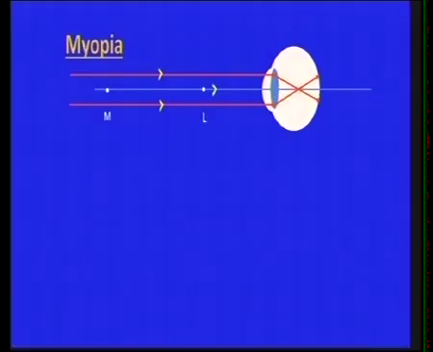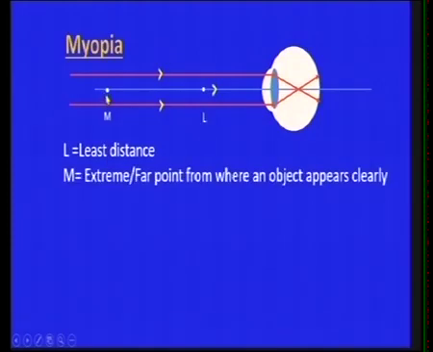That's why the image is formed in front of the retina, not on the retina. Due to this reason, we are not able to see the object clearly. It appears blurred. And this L is the least distance, and this M is known as the far point or extreme point. Beyond this point, the objects are not visible clearly, but when you place the object in between M and L, you can see the objects clearly.